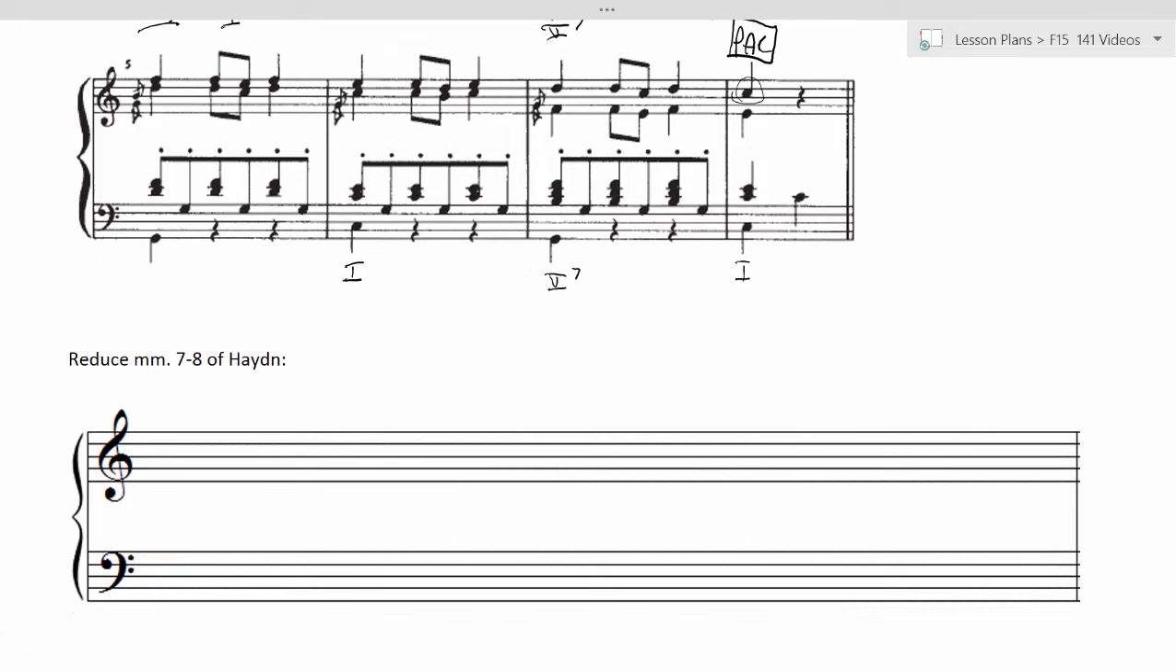Okay, let's take a look in a little more detail at how Haydn resolves 5/7 to 1 at the end of the excerpt here. Okay, so what I'm going to do is, on your worksheet it accidentally says reduce measures 5 to 6 of Haydn. We're actually doing measures 7 to 8 instead. So I'm going to take these last 2 measures here, and I'm going to write them in 4-part writing rather than in the expanded texture that Haydn has in his symphony. Okay, so measure 7 in the bass has G, right? And then measure 8 has C.